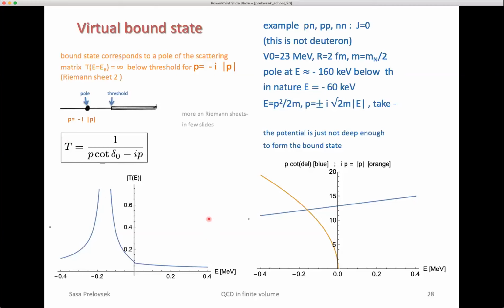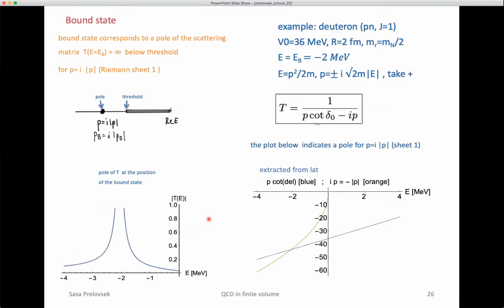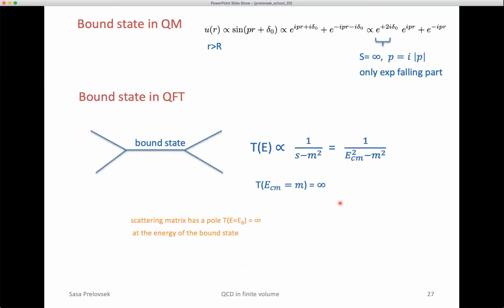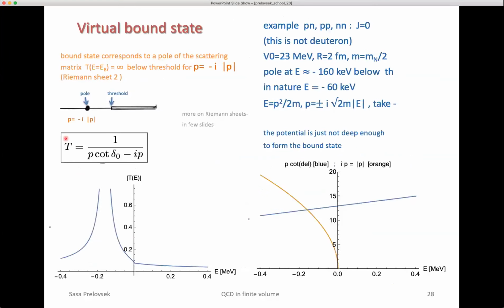It takes you probably 10 minutes to actually do it, since you have a phase shift, right? We calculated the phase shift. The phase shift is given here. From this phase shift, you can now calculate everything. You see that the scattering matrix has a pole at about 160 keV below threshold.